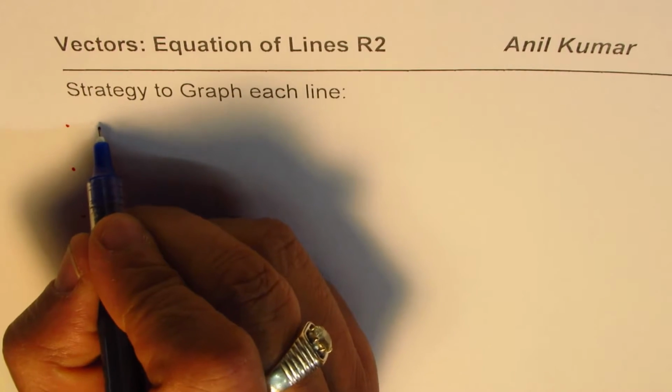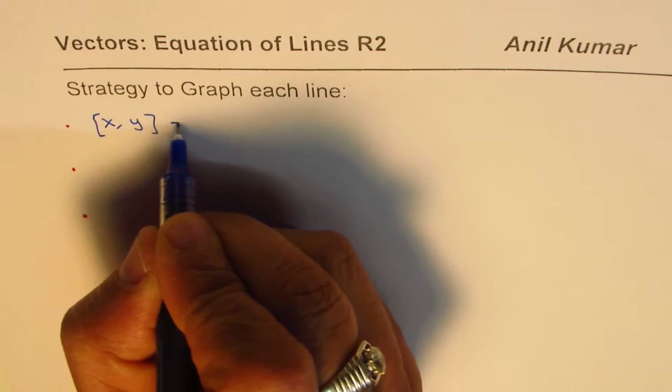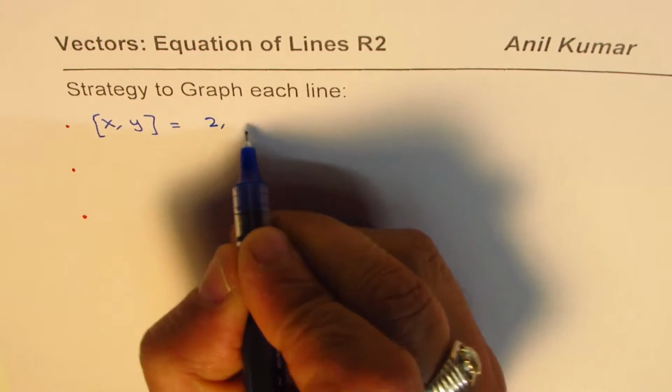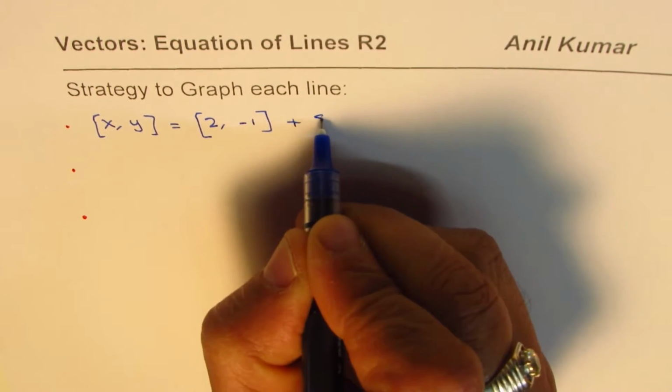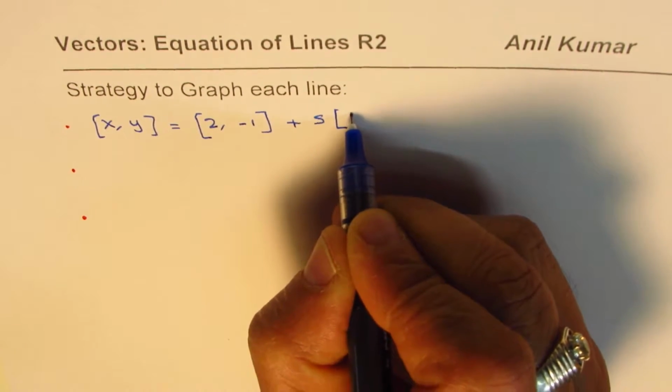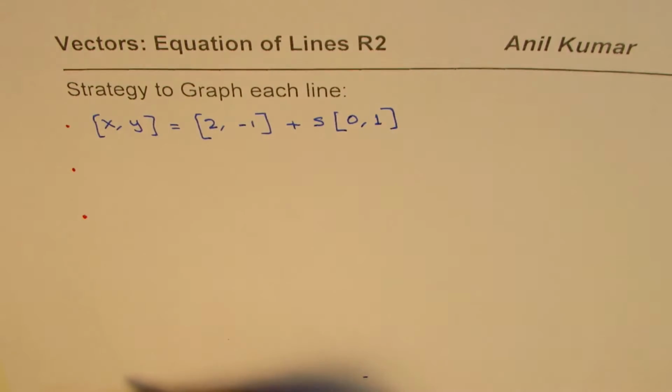So let's begin by saying that the equation is in the vector form, (x, y) equals (2, -1) plus s times (0, 1), right? So this is your first equation.